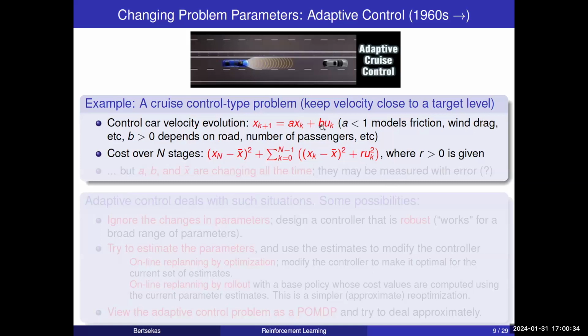So if we knew a, b, and x bar, then the problem would be simple to solve. It would be just a variation of the Riccati equation type solution that we have gone through. On the other hand, a, b, and x bar are changing all the time, and they may be measured, but with error, okay, if they can be measured at all. Why is x bar changing?